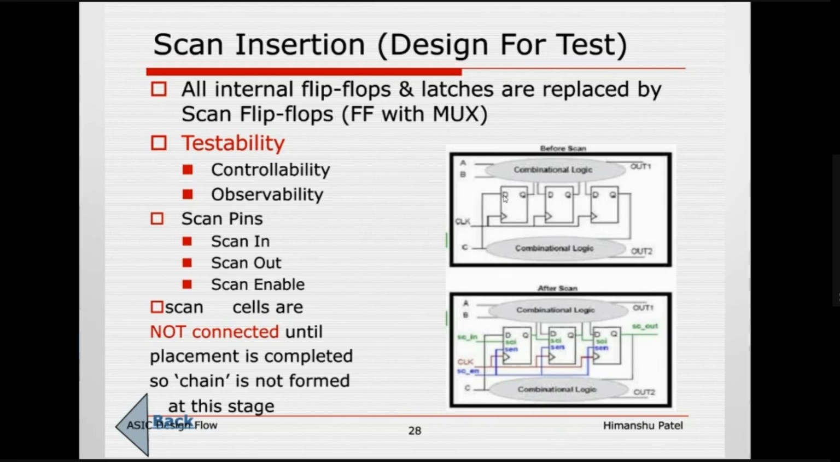I'm telling directly that it's a mux that we add to every existing flip flop. It's a D flip flop. Before scan, it's a D flip flop. What you have is a D, clock, Q and a set reset. Now post DFT insertion, what we do is add a mux at the D path.